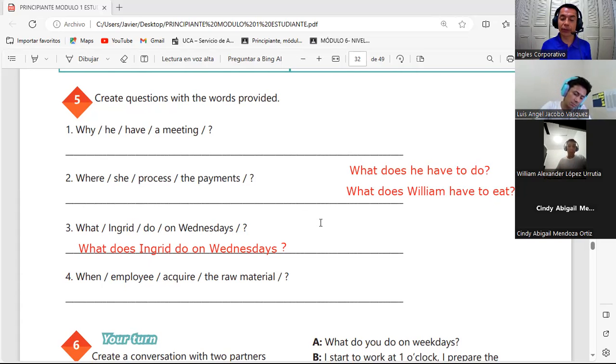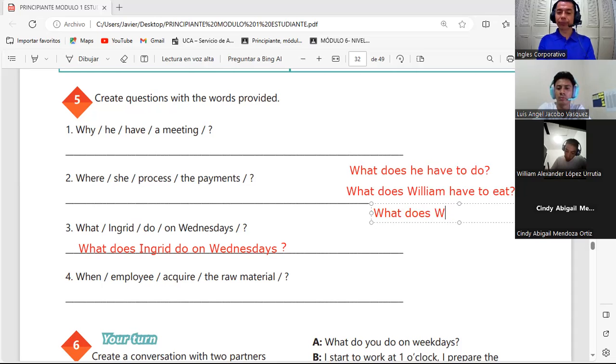Ok, pero igual se puede utilizar como tiene, ¿verdad? Por ejemplo, he has a blue pen. Sí, correcto, se puede usar para eso. No es una obligación, ¿verdad? No, se puede usar en dos contextos. Por ejemplo, yo puedo preguntar, what does William have? ¿Qué tiene William? Aquí sí es de tener. Y respondo, he has a pencil. Ya no es obligación, sino que es posesión. ¿Sí? Se puede usar en ambos, el have.